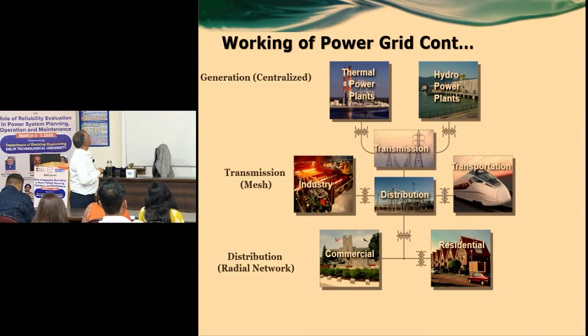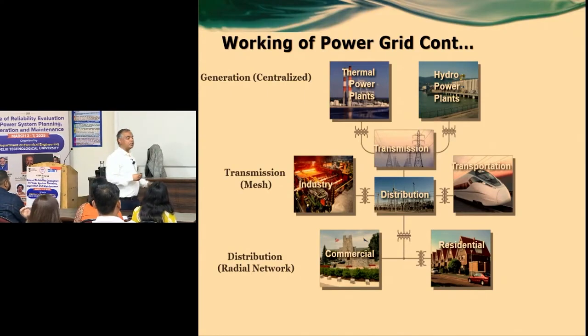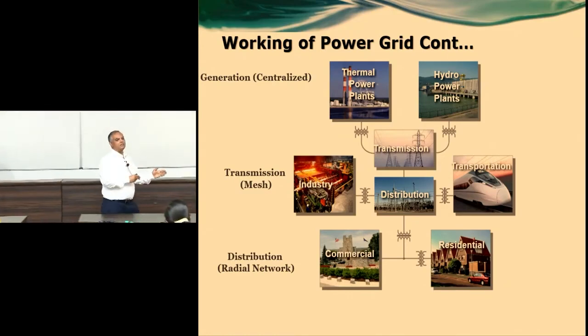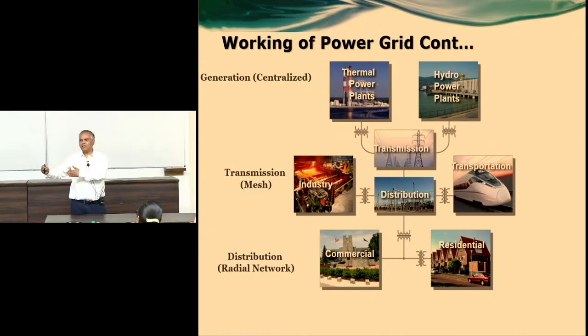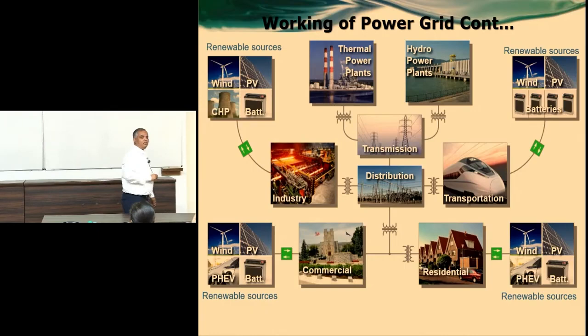There are big generating facilities. Then you have a transmission line network. Then you have commercial consumption like transportation and residential buildings, and then you have a distribution network. So this is our conventional way: bulk energy generation, transportation and distribution. One-way transmission only.